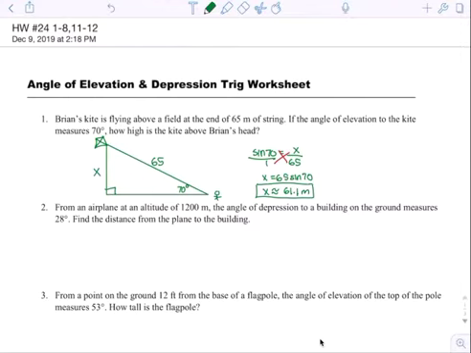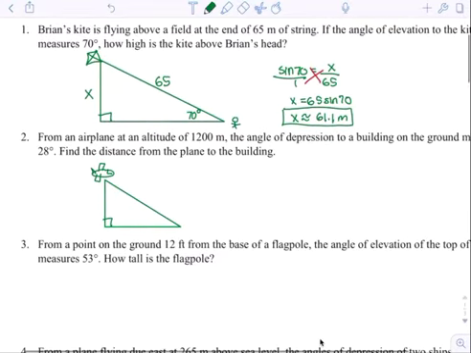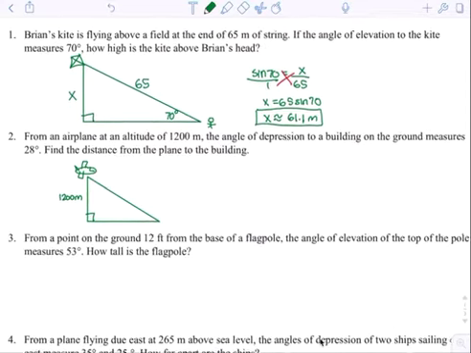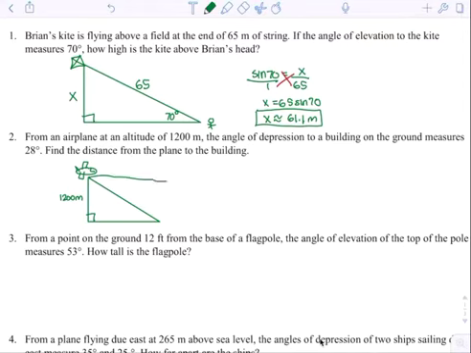All right. Number 2, from an airplane at an altitude of 1,200 meters. So here's my gross airplane. There's my triangle. When I take a look at this, 1,200 meters in altitude means 1,200 meters off the ground. Next, the angle of depression to a building on the ground measures 28 degrees. So if I make this line, this angle right there is 28 degrees. That's the angle of depression.